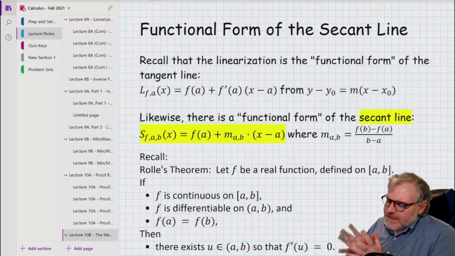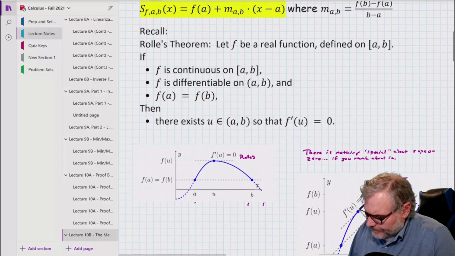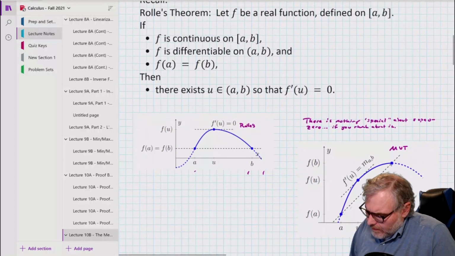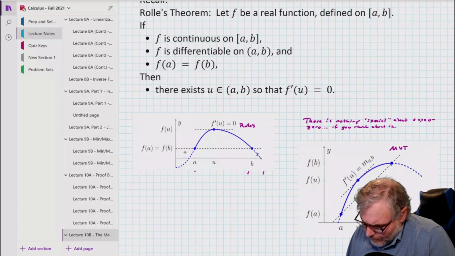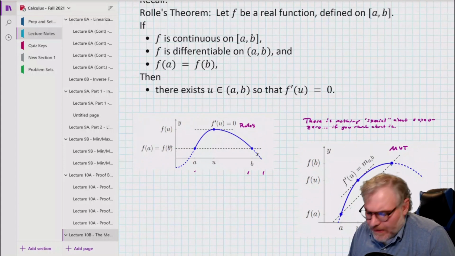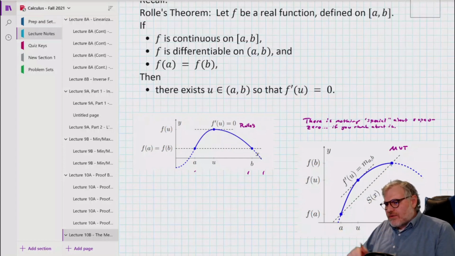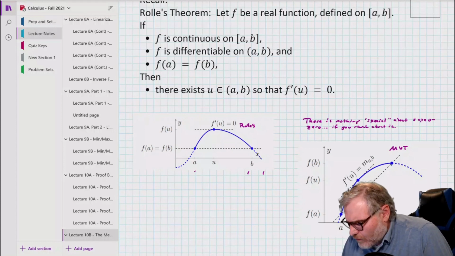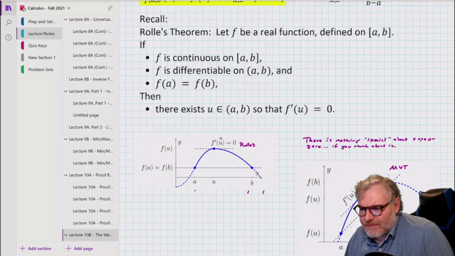Now, the reason I'm going to do that, if we look at Rolle's theorem, because f of a had to equal f of b, what I really have here is a secant slope of 0. I have a line connecting those two. And then if we look at f prime, what this says is that there exists a u in the middle so that f prime of u equals 0. In other words, f prime of u equals the slope of that secant line.